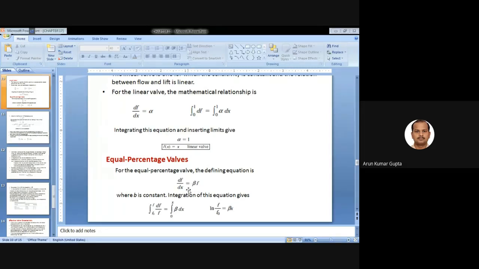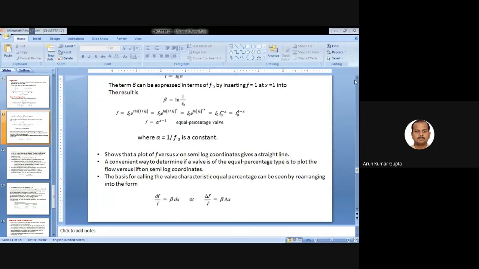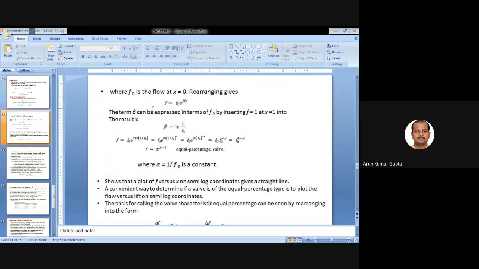So beta is a constant, and if you integrate the equation, it will give you something of this form: ln f by f naught equals beta x. If you simplify this expression, you will get f naught as a constant, and we define this f naught as f at x equal to 0. We have f equal to f naught.